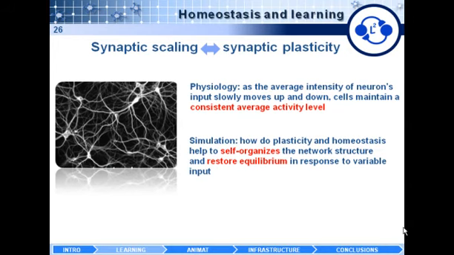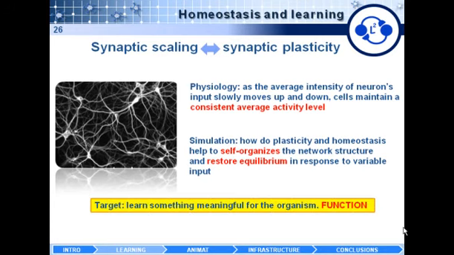So what we try to do in our simulation is to study how plasticity and homeostasis work together to achieve two goals at once. On the one hand, to self-organize or extract meaningful features in an environment, and at the same time maintain equilibrium in a particular network, in the sense that neither the activation of the network goes to 0 or to infinity, nor do the synaptic weights follow the same fate. And here the goal is to study the function. So we are interested in how to use this principle in order to learn something meaningful for the organism.